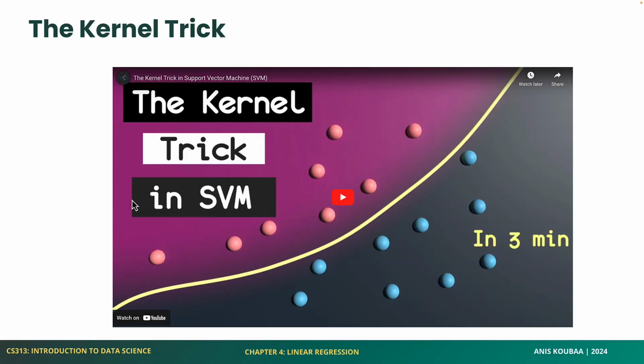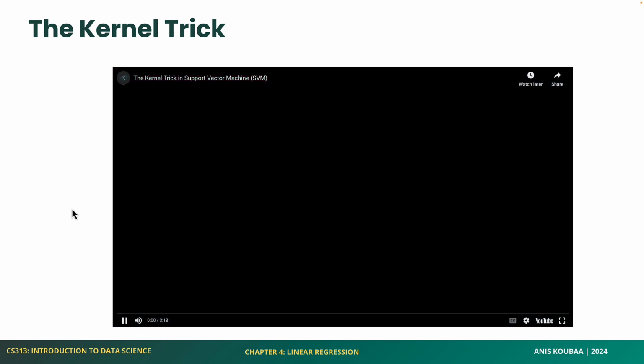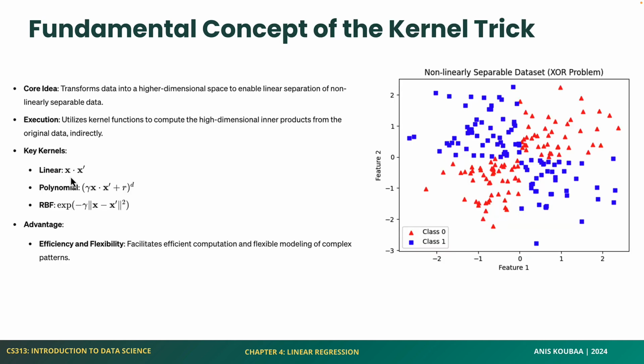I will finalize with the final trick. I've given you this video, so you can see it. We need to go into higher dimensional space, but just to summarize, the kernel functions or kernel trick. The core idea is to transform the data into higher dimensional space to enable linear separation.